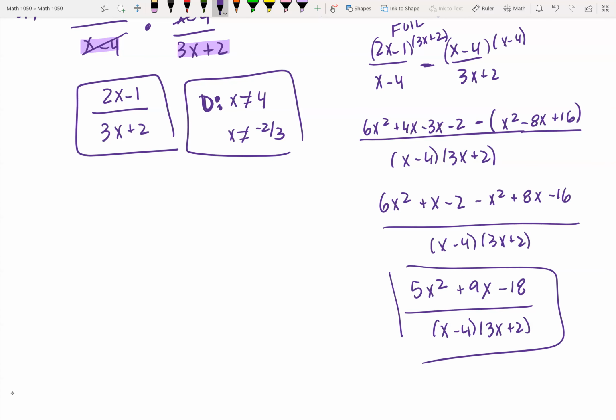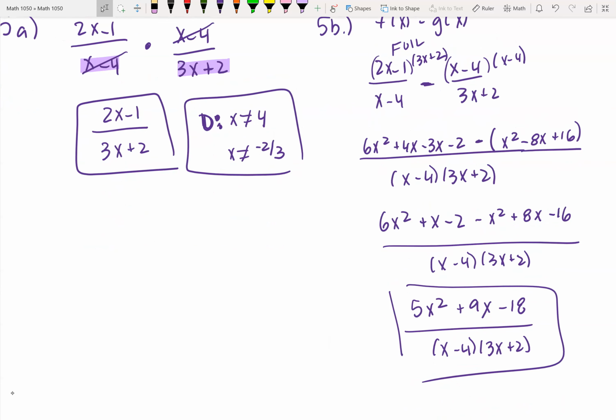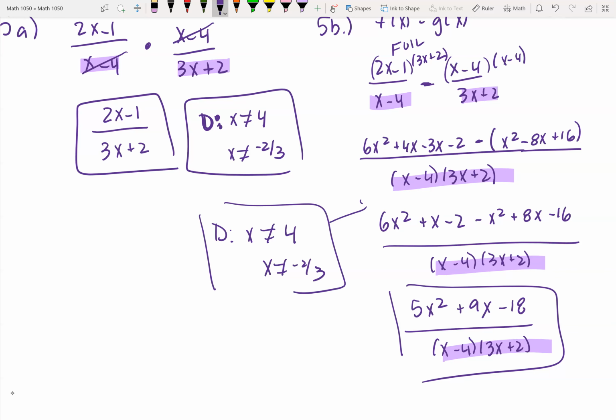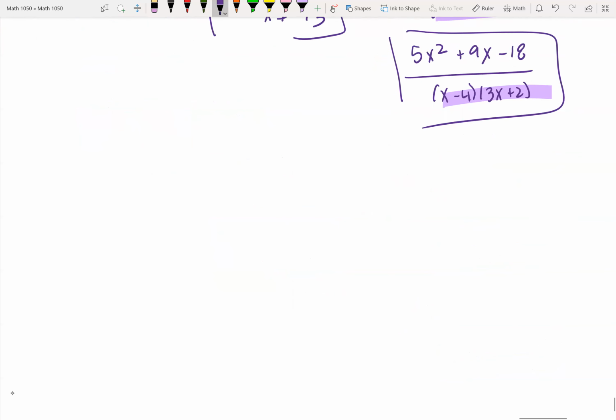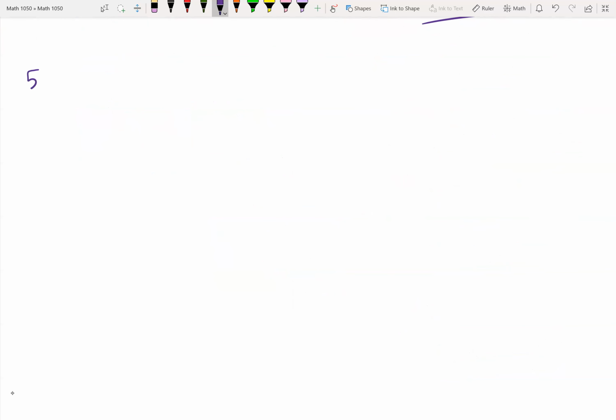Okay, they are asking you for the domain, so all you have to do is look throughout the entire problem. Anything in the denominator is a restriction, so x cannot be 4 and x cannot be negative 2/3, just like on the previous question. Okay, all right, here's 5c.